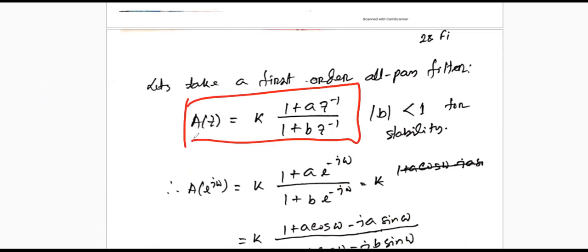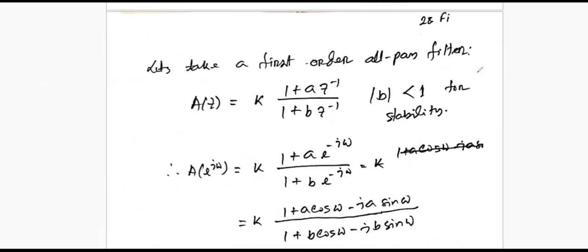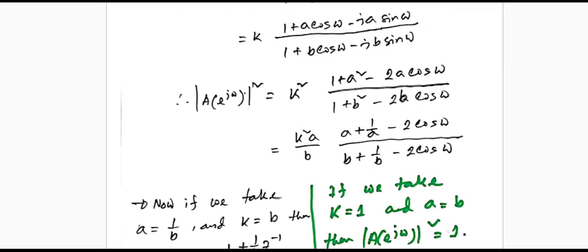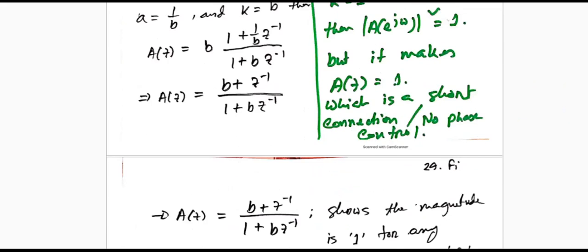We call this our all-pass filter, and putting that condition, k is equals to b and a is equals to 1 by b, we have found that we have both magnitude control, which is 1, and also the phase control. So at last we got this simple equation. So this is our filter. What kind of filter is this? This is our all-pass filter for any value of b which is less than 1. You can choose any value.